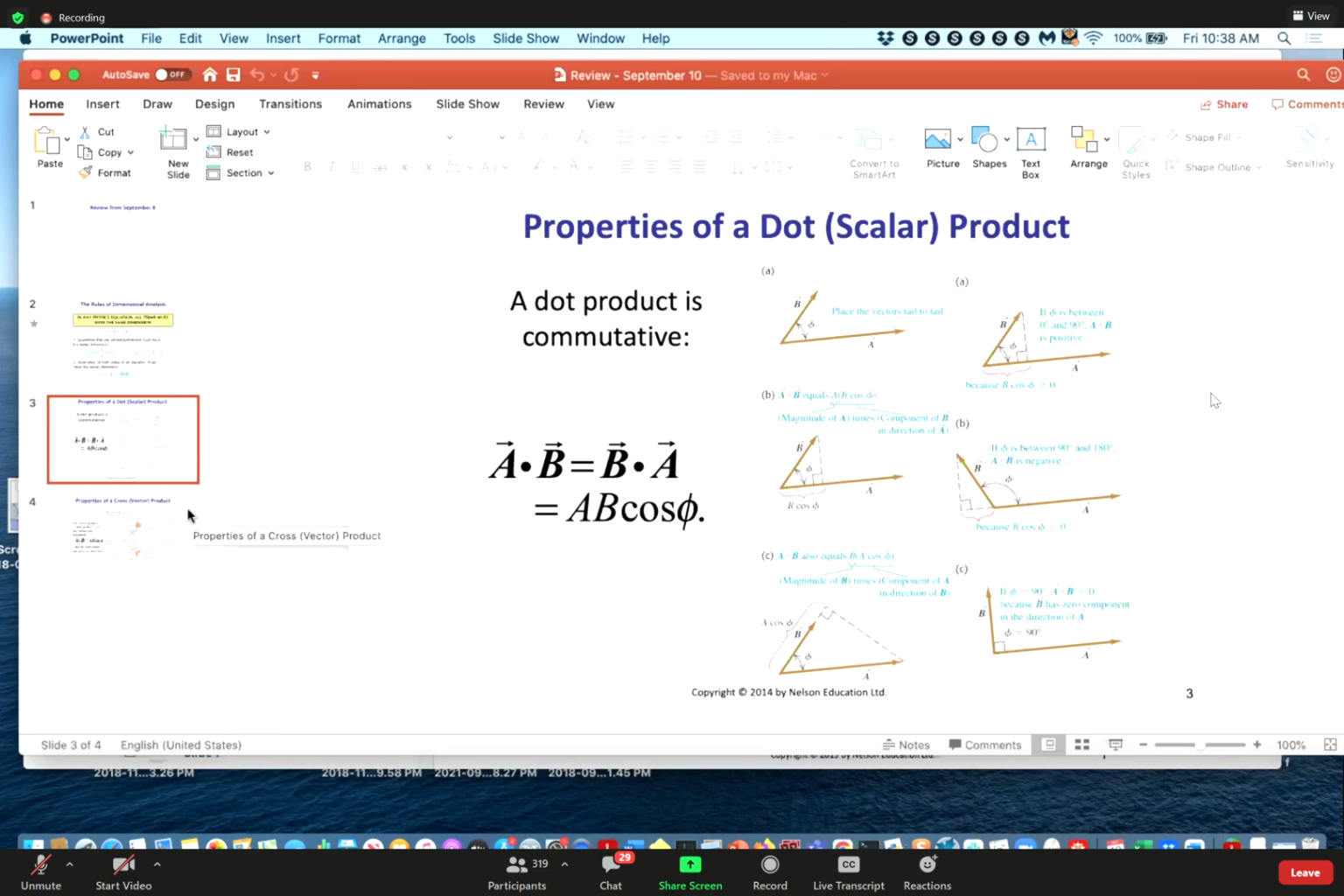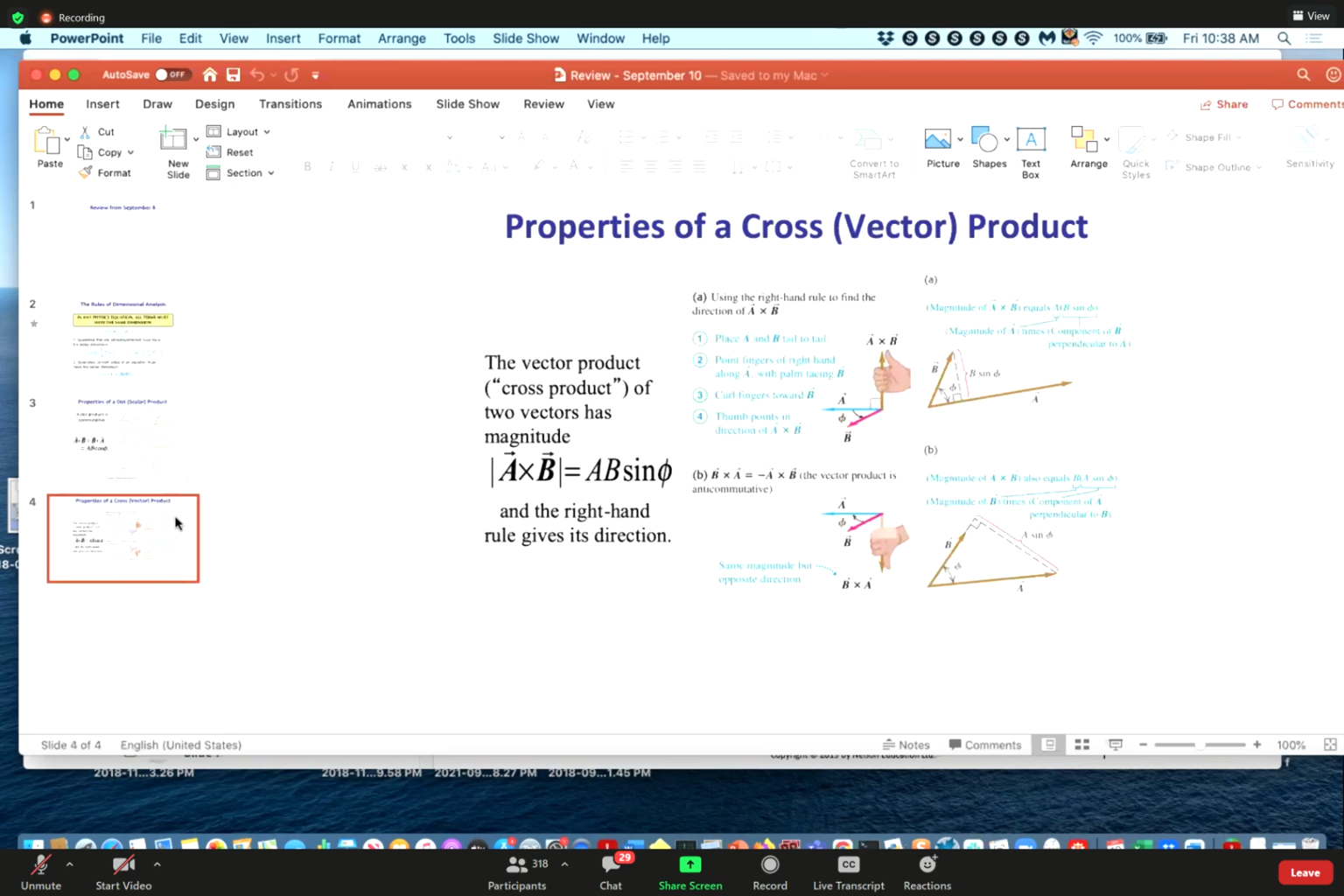If you do two things in a different order, you get a different answer. So the last thing I want to say is that the cross product takes two vectors and finds the perpendicular vector to both of them. And the magnitude of the cross product is equal to AB sine phi.